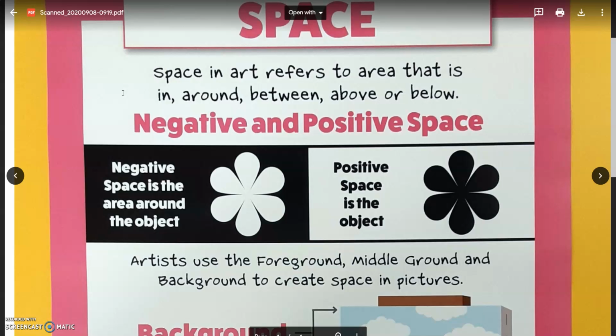Art has both negative and positive space. And you will see the examples on your screen. The one that's towards the left, negative space, is the area that is around the object or the subject. And if you look to the right, positive space is the object or the subject itself.